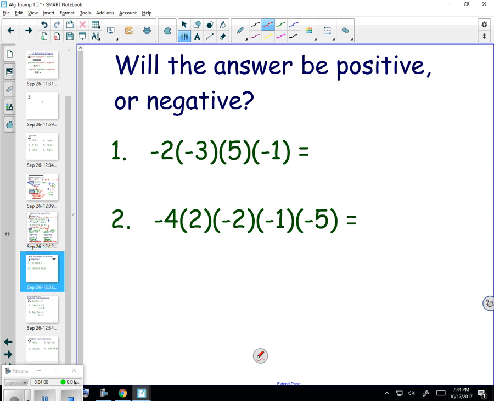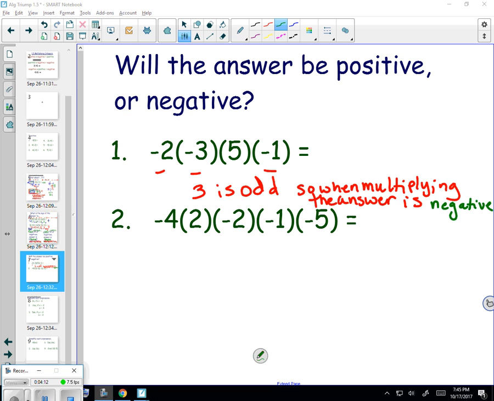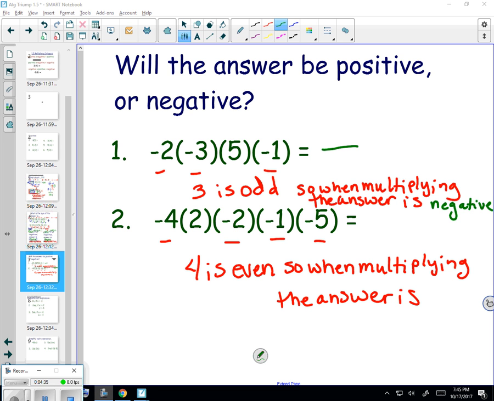Will the answer be positive or negative? How many negatives? 1, 2, 3. Is 3 even or odd? 3 is odd. So when you're multiplying, the answer is negative. This answer will be negative. I don't care about what the answer is, just that it's negative for right now. Look at number 2. 1, 2, 3, 4. We have 4 negatives. 4 is an even number, so when all we're doing is multiplying, the answer is going to be what? Positive.